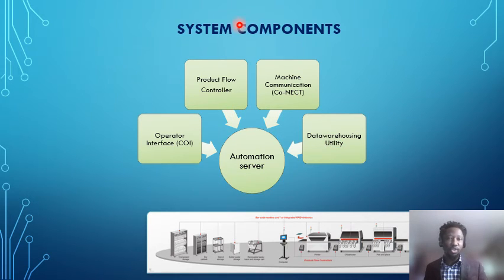So this is going to be one server and multiple components, which helps to increase performance. Also, having the server in a server room is going to be more secure. Nobody needs to interface with that. All we need to interface with is the operator interface and the product flow controller, and that is it. Everything is going to work as perfectly as we want it.